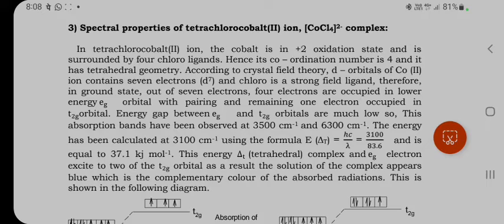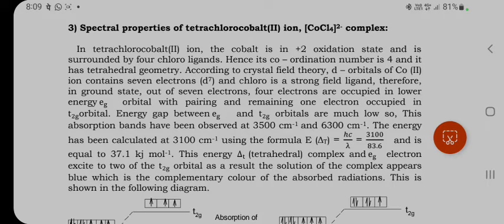In the case of the tetrachlorocobalt(II) ion, the cobalt is in +2 oxidation state and it is surrounded by 4 chloro ligands. Hence its coordination number is 4 and it has tetrahedral geometry. We know that according to crystal field theory, the d orbitals of cobalt in the +2 oxidation state contain 7 electrons, that is d7 electronic configuration, and the chloro ligand is a strong field ligand.